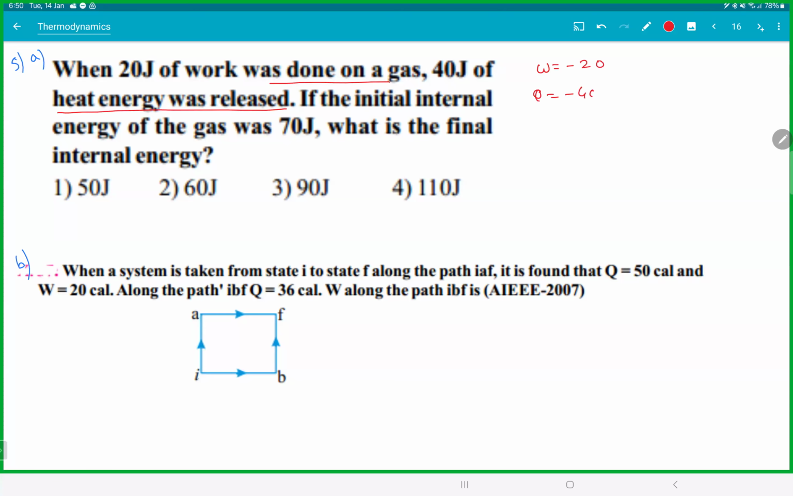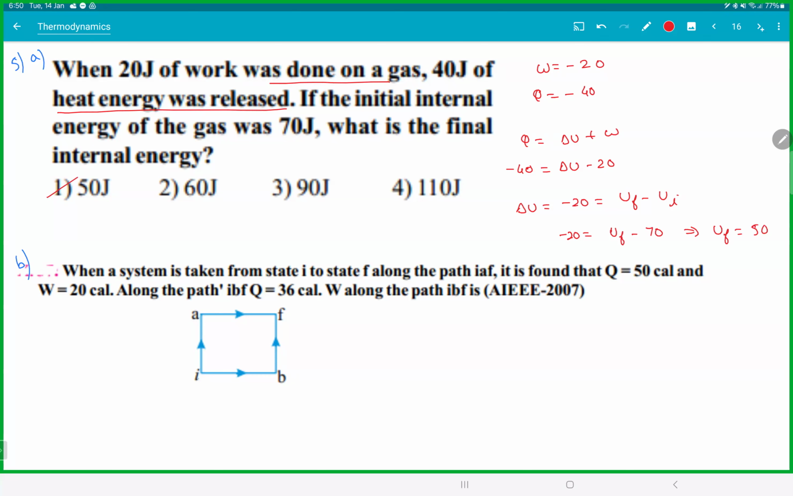So minus 40. Using the first law, Q is equal to delta U plus W: minus 40 equals delta U minus 20. So we get delta U is minus 20. Delta U is nothing but U final minus U initial. U initial was 70. So U final minus 70, therefore U final is 50. So you have to be careful with the signs. Easy question, but sign convention matters.